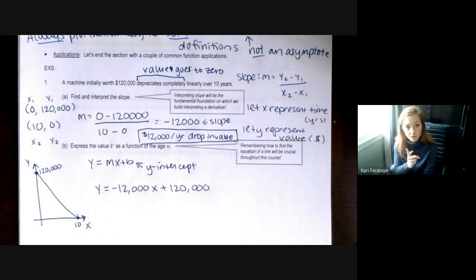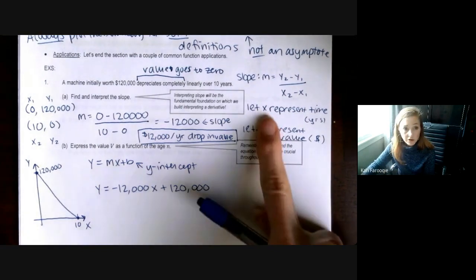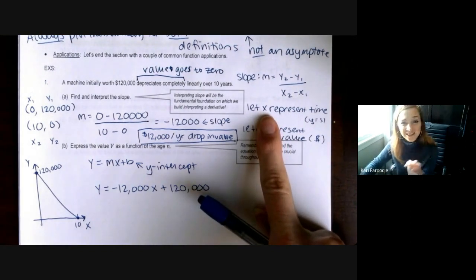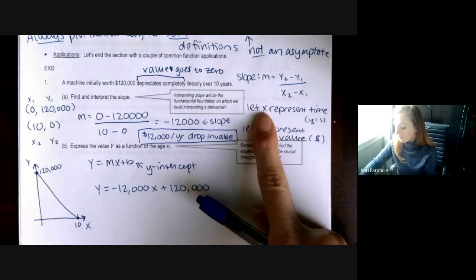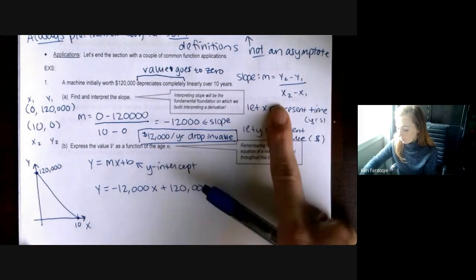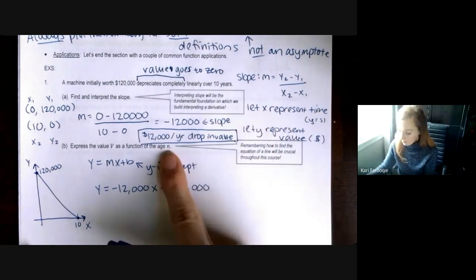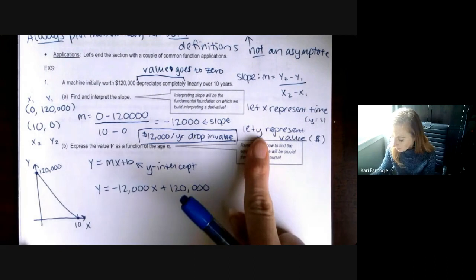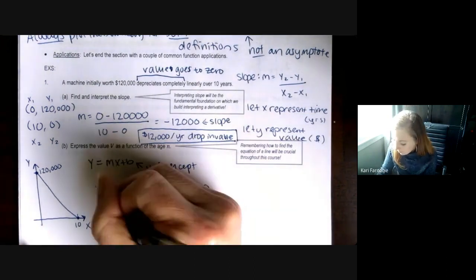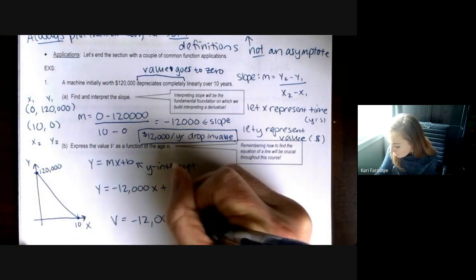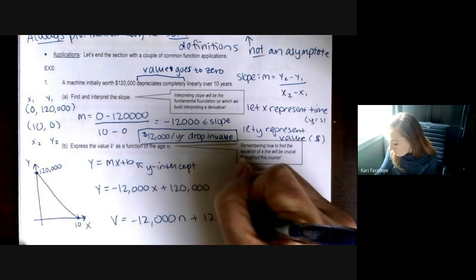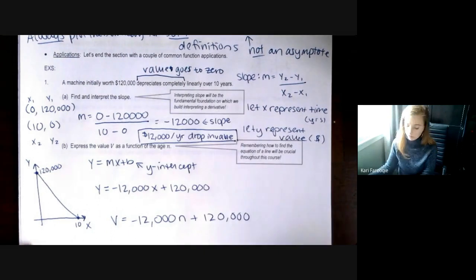However, you were asked to express the value v as a function of the age n. So the age of the machine is how many years you have since you purchased it. You're going to swap out the x with n, and the v is the value, so we're going to swap out the y for v. So this will be v equals negative 12,000 n plus 120,000.